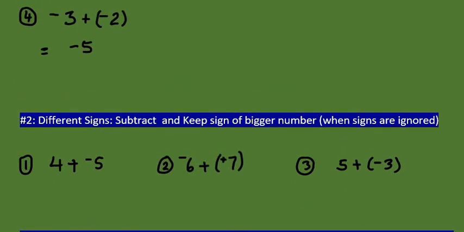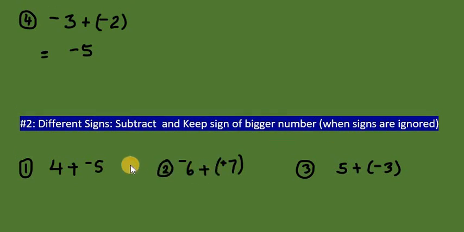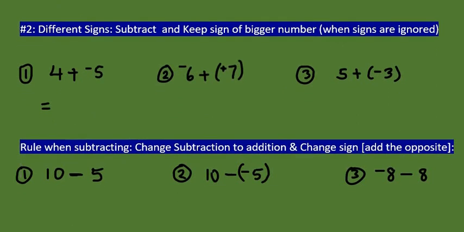Now let's look at adding two numbers with different signs. And of course, the rule for that will be different. So the signs are different for the numbers that we're adding. So what do we do? Let's focus on the one up here. We're adding two numbers indicated by the plus sign, but they have opposite signs, or different signs. We have positive 4 added to negative 5. And the rule is that we subtract and keep the sign of the bigger number. Bigger number in terms of when the signs are ignored.